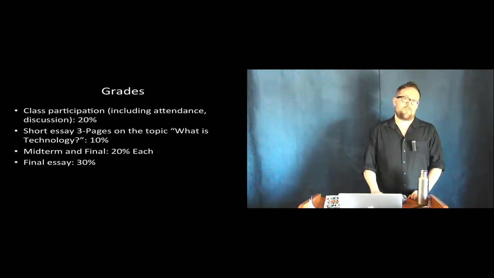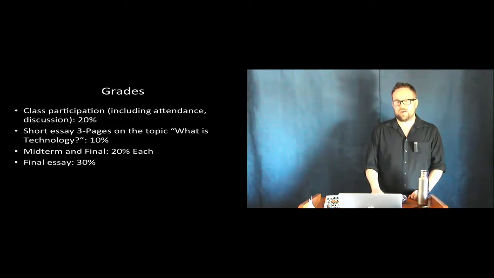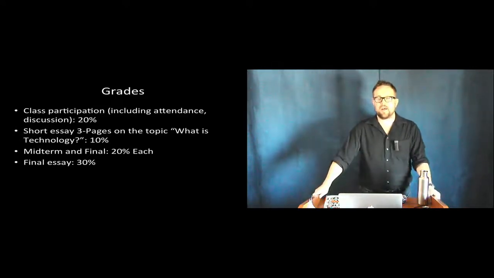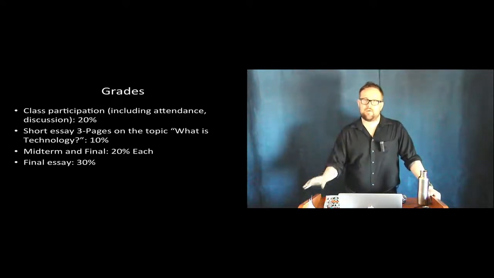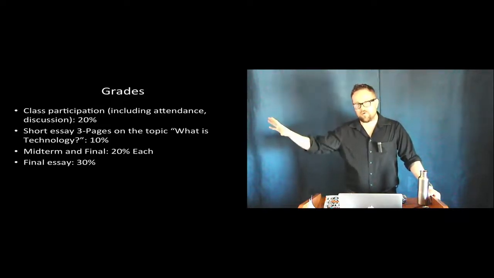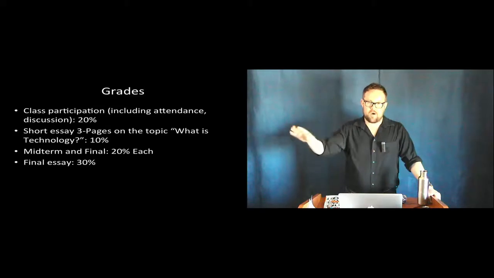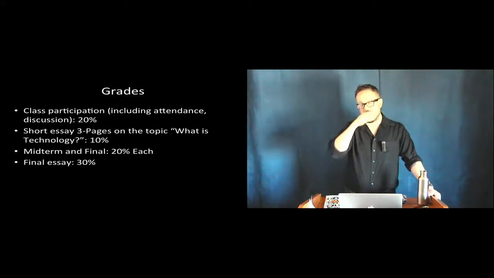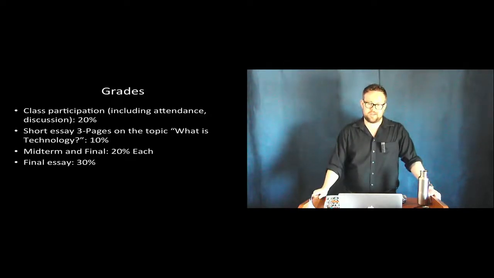There will be a midterm and a final in this class, and each will be worth 20%. And finally, there will be a final essay, which is worth 30%. In reality, that is going to break down into a couple different parts, one of which will be the actual final essay, but there will also be an outline due, an annotated bibliography due, and a proposal due, and those will eat up some percentage of the final essay percentage. Okay?